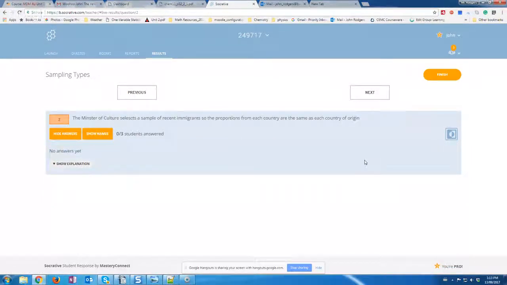Forget you, radio show host. Minister of Culture selects a sample of recent immigrants, so the proportion from each country are the same as each country of origin. In other words, say we had 100,000 people from India, and we had 40,000 people from Australia. We'd maybe pick 1,000 people who'd immigrated from India, and we'd pick, what did I just say? 400 who'd immigrated from Australia. So what kind of sampling do you think that would be?